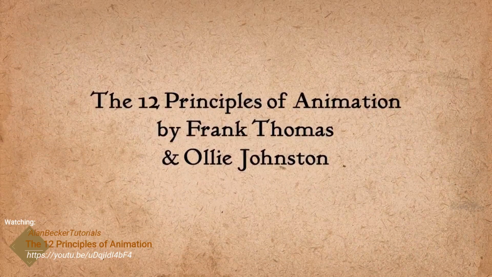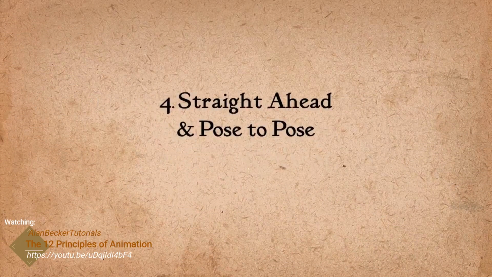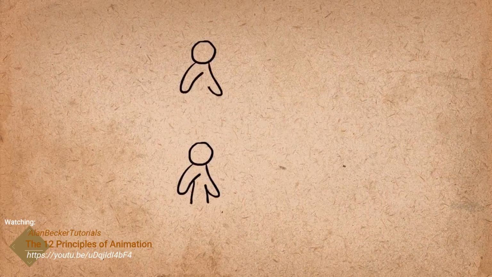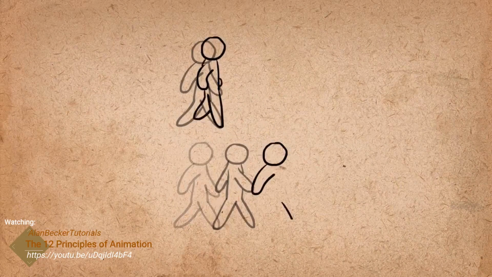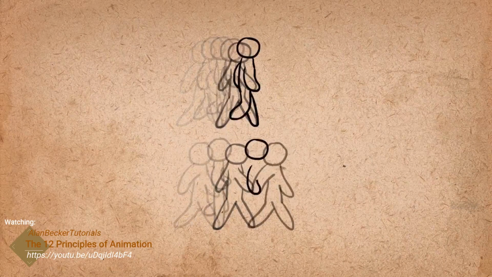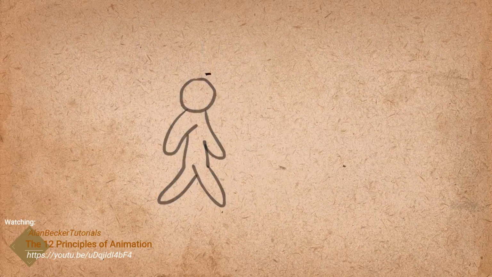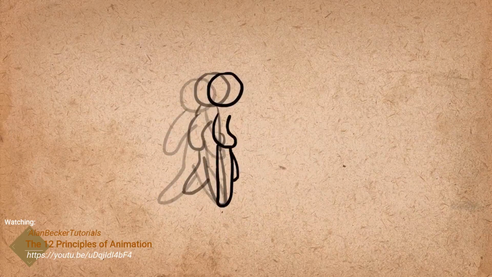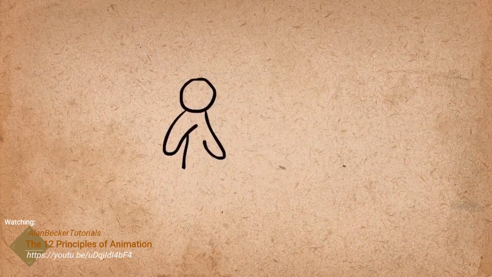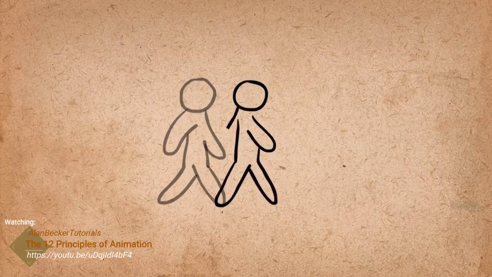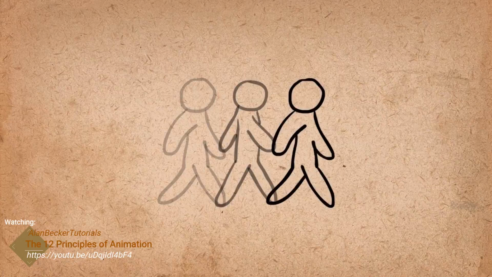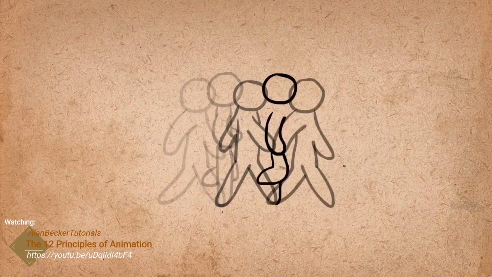Alright, so the fourth animation principle is called straight ahead and pose to pose. This term describes two methods used to animate drawings. The first method, straight ahead, is where you draw the first drawing, and then you draw the second drawing, and then the third drawing, and so on. It's basically animating as you go. The second method, pose to pose, is where you draw the beginning and end of each main pose and go back later to fill in the drawings in between.